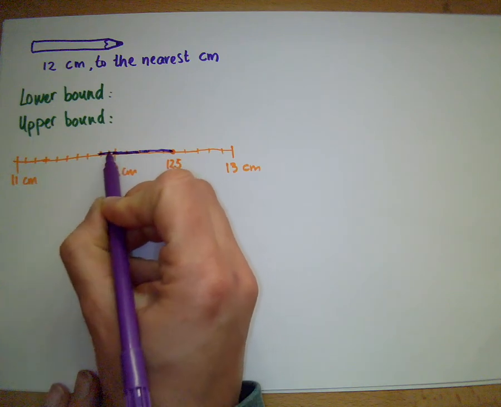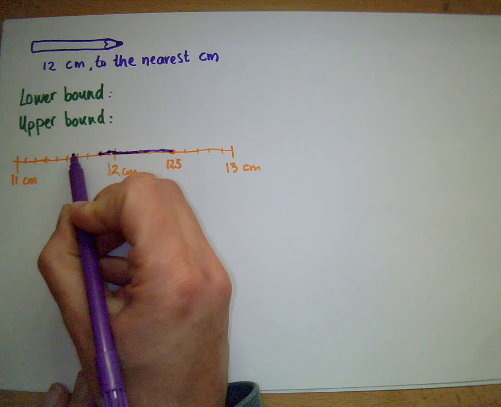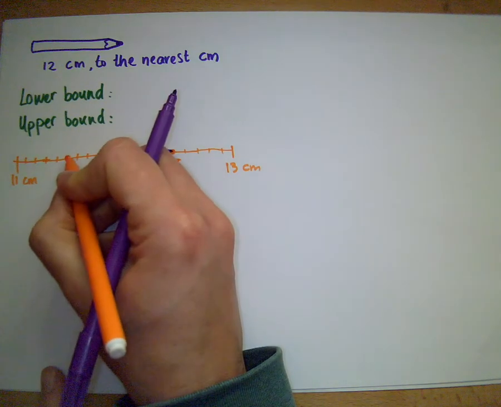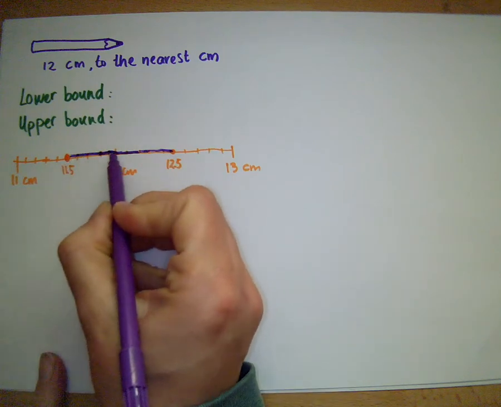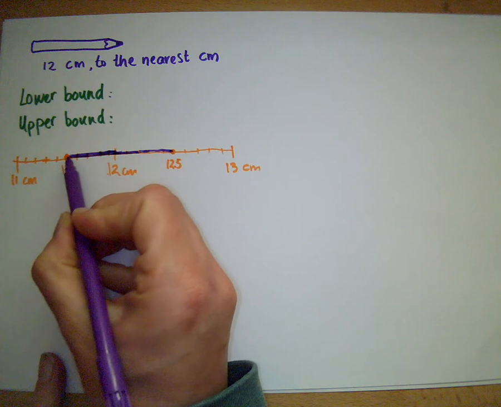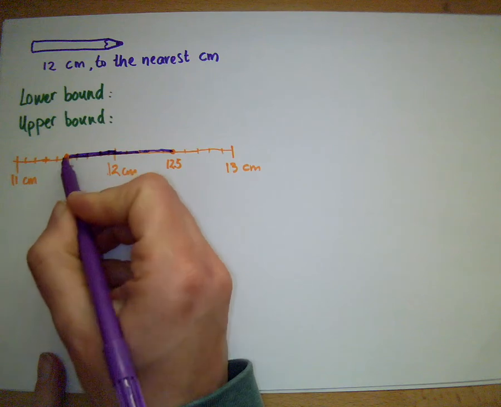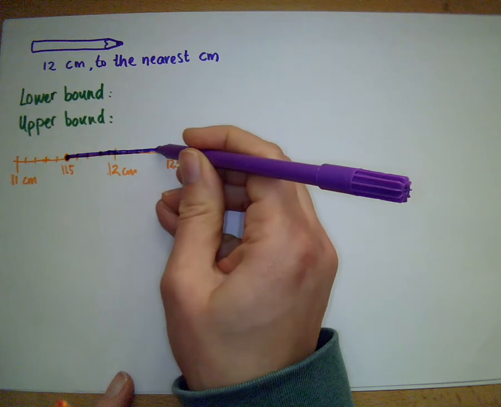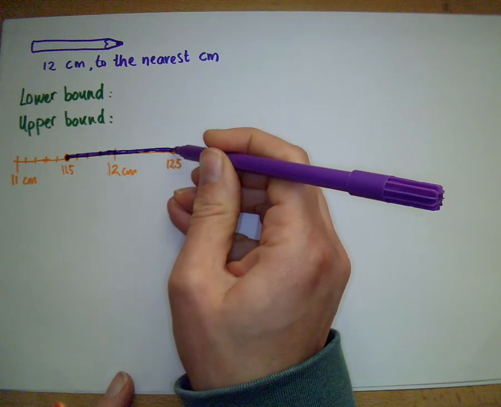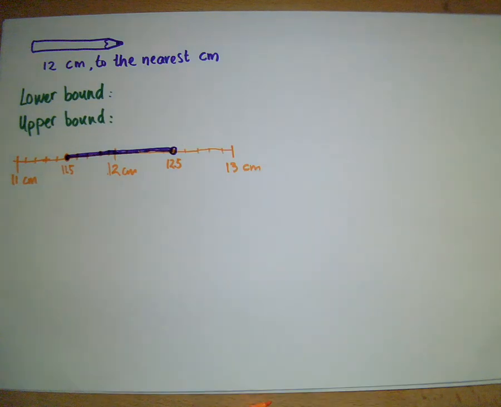And how low could my actual value go? It could be 11.9, right? That rounds up to 12. 11.8 also rounds up to 12. 11.7, 11.6, 11.5. 11.5 also rounds up to 12. But anything even the smallest bit below 11.5 rounds down to 11, right? So this is the range of values that my real life, actual, most precise length of my pencil could have.